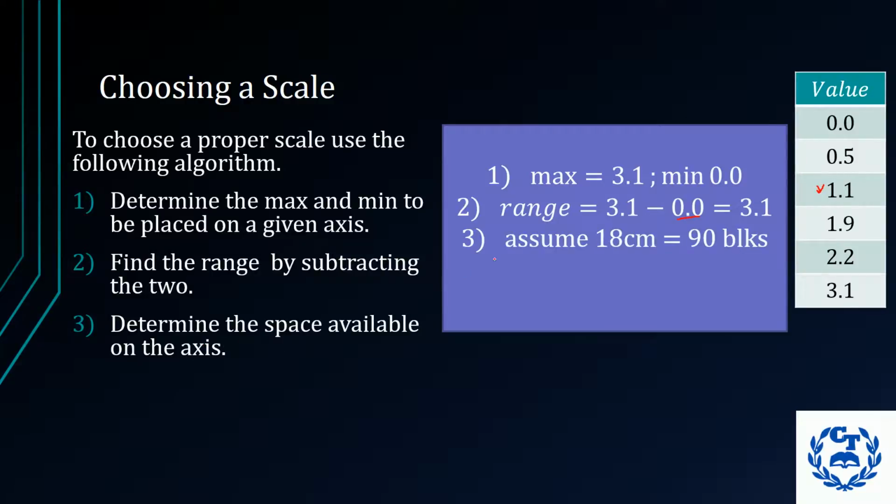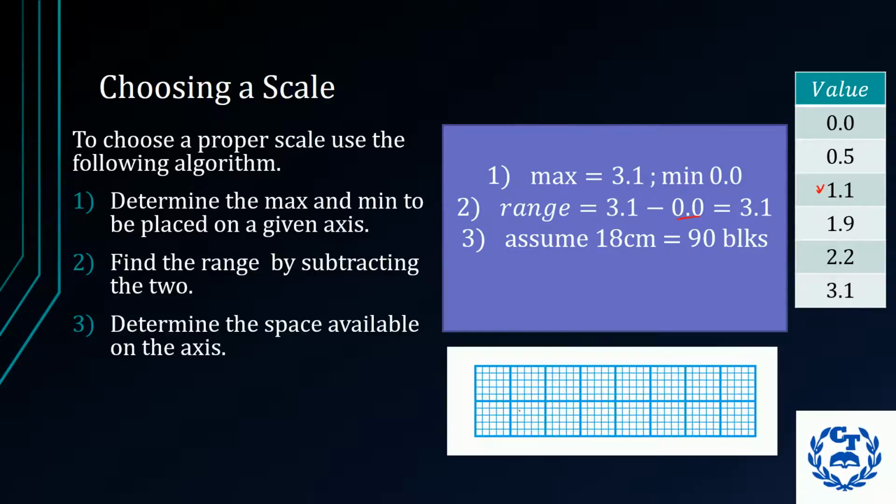So on the x-axis, there's usually 18 centimeters of space, which approximates to 90 blocks. Now, the reason we say 90 blocks is because this is what a typical sample of the graph sheet is going to look like. We see in that 1, 2, 3, 4, 5 little blocks takes up approximately 1 centimeter. And if you take 18 and multiply it by the 5, you will get your 90 blocks.